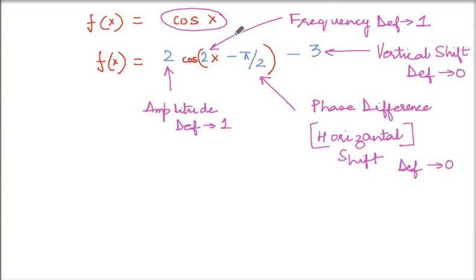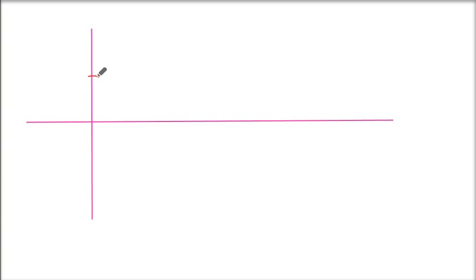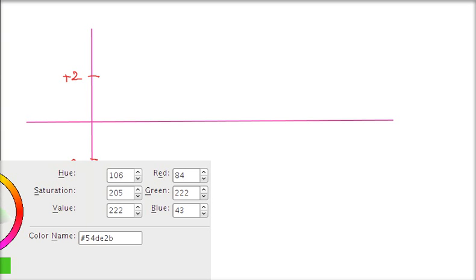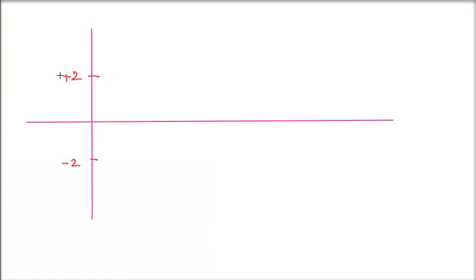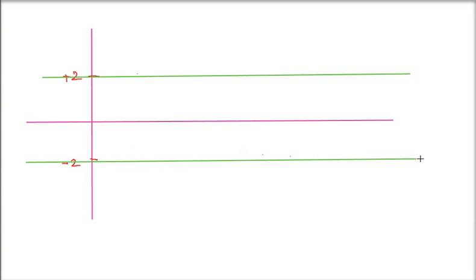So let's come back to the function that we want to draw, that is 2 cosine 2x minus pi over 2. This means that the maximum amplitude, which is between -1 and +1, changes to -2 and +2. So this becomes +2 and this becomes -2. These are the maximum values that this function is going to take. So our graph is going to be between +2 and -2.